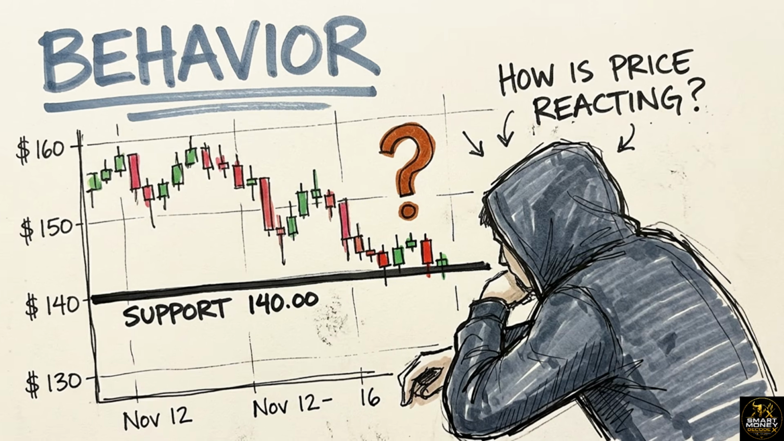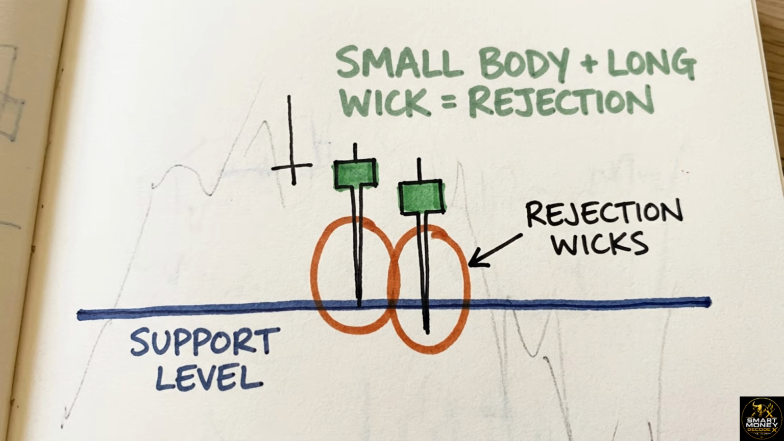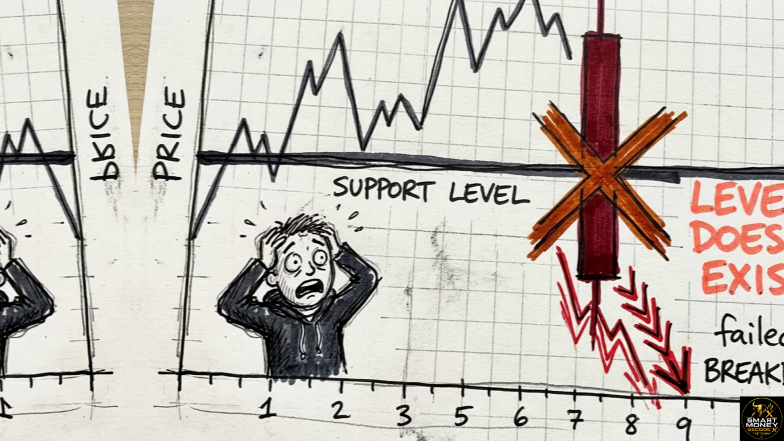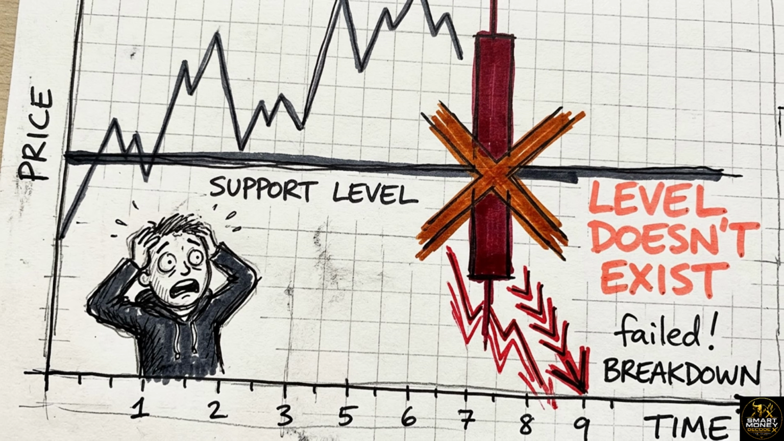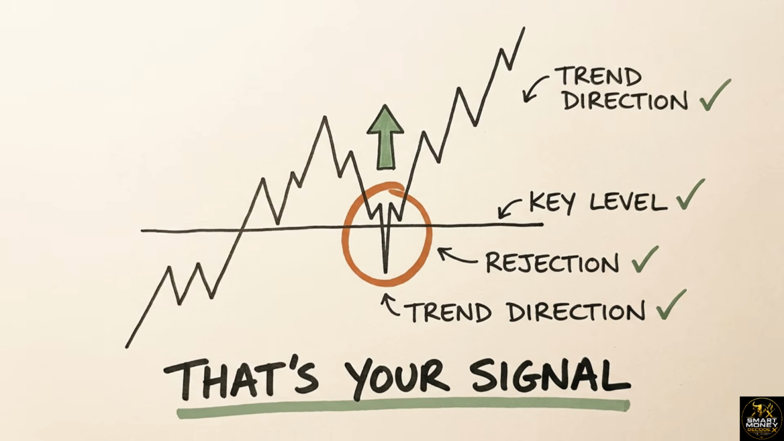How is price reacting at that level? Is it bouncing cleanly? Are the candles showing rejection, small bodies, long wicks pushing back from the level? Or is price cutting straight through like the level doesn't exist? Rejection at a key level in the direction of the trend. That's your signal. Third, confirmation.